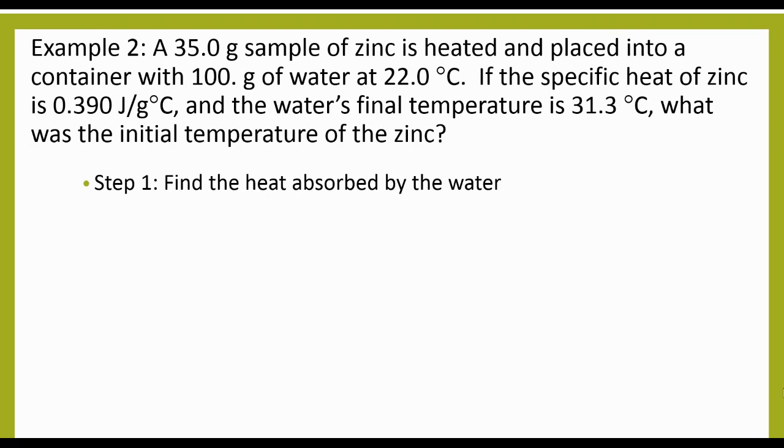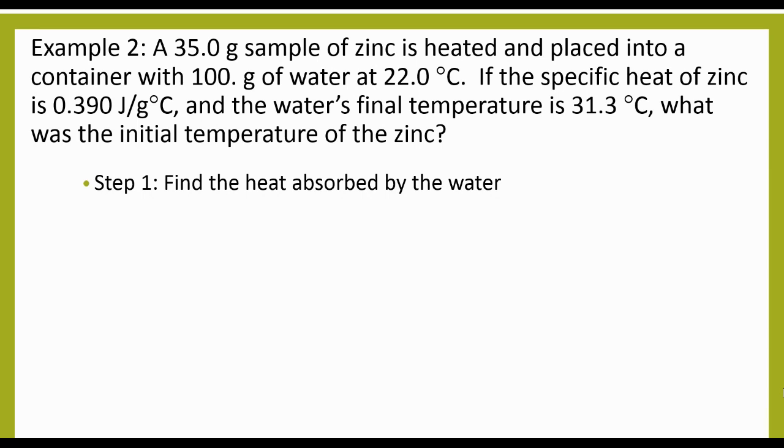So a 35-gram sample of zinc is heated and placed into a container with 100 decimal point grams of water at 22 degrees Celsius. If the specific heat of zinc is 0.390 joules per gram degree Celsius, and the water's final temperature is 31.3 degrees Celsius, what was the initial temperature of the zinc?